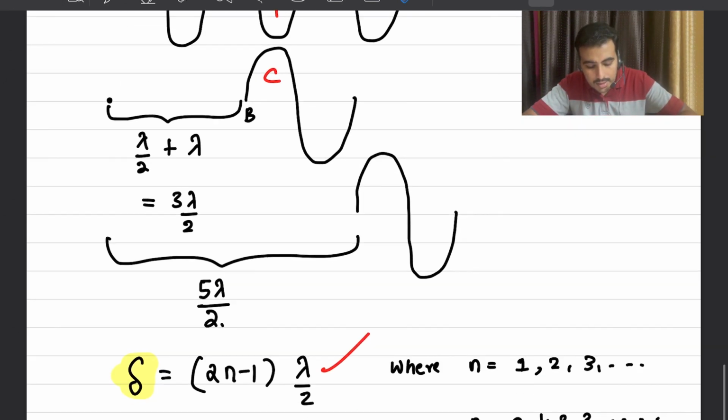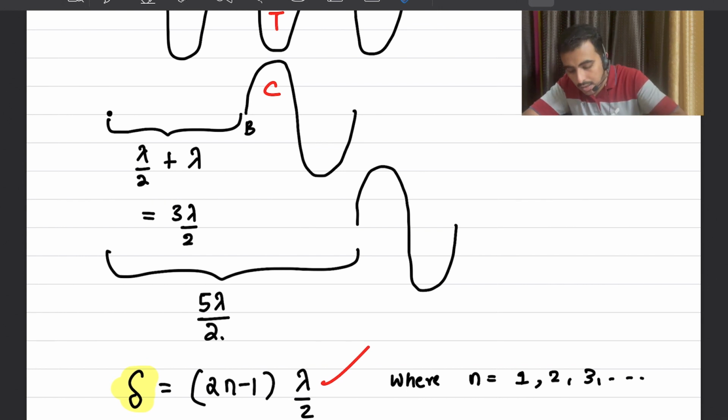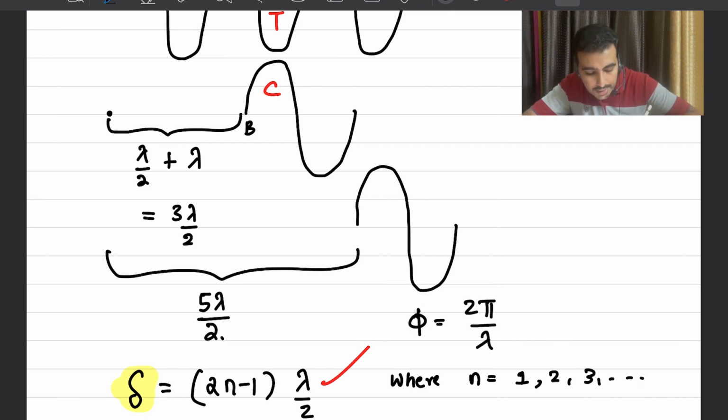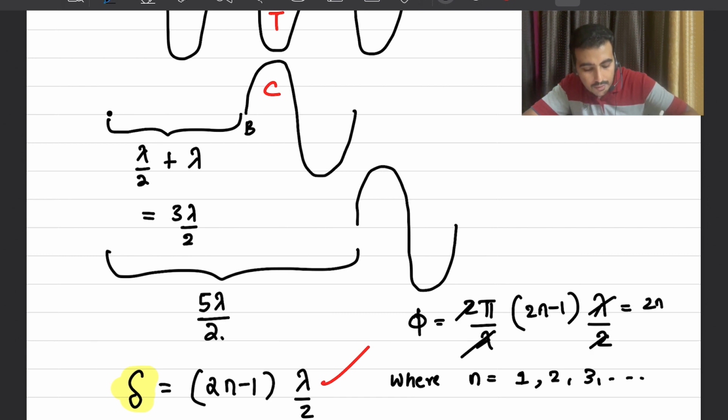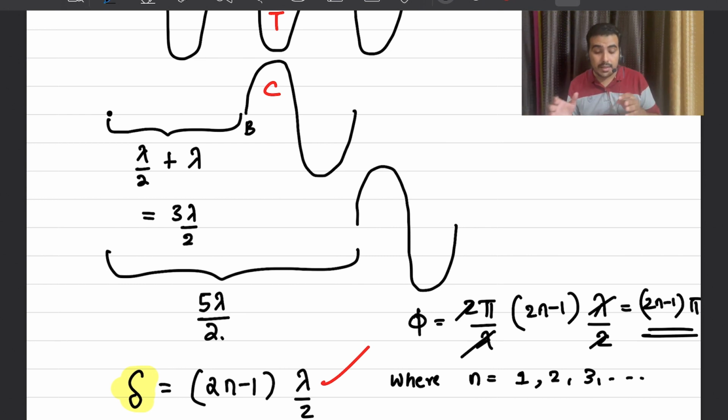On the other side, for dark band, what should be the phase difference? Phase difference, once again, should be equal to 2 pi by lambda times (2n minus 1) times lambda by 2, and lambda gets cancelled, this 2 gets cancelled, and you will be left with (2n minus 1) times pi. That means the phase difference should be equal to (2n minus 1) times pi.